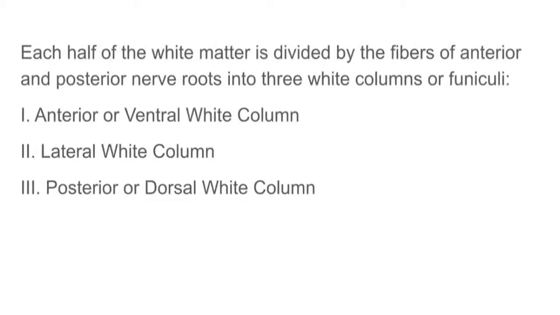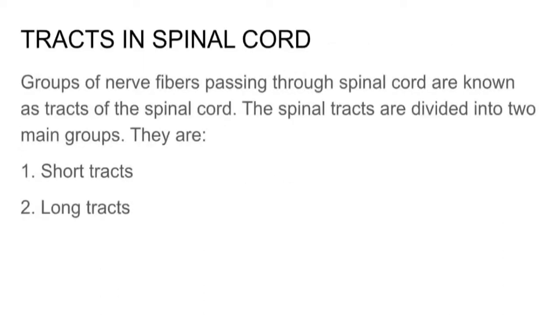Each half of white matter is divided by fibers of anterior and posterior nerve root into three white columns or funiculi, that is anterior or ventral white column, lateral white column, and posterior or dorsal white column. Tracts in spinal cord. Groups of nerve fibers passing through spinal cord are known as tracts of spinal cord. Spinal tracts are divided into two main groups. They are short tracts and long tracts.